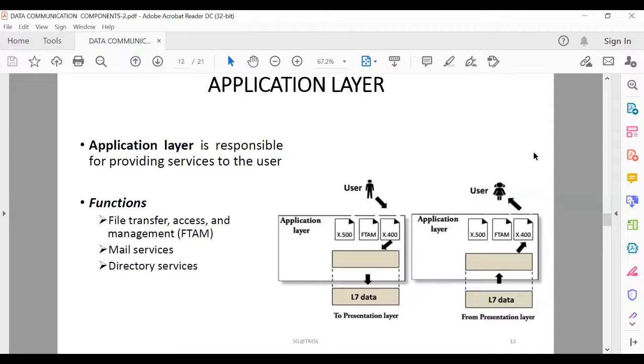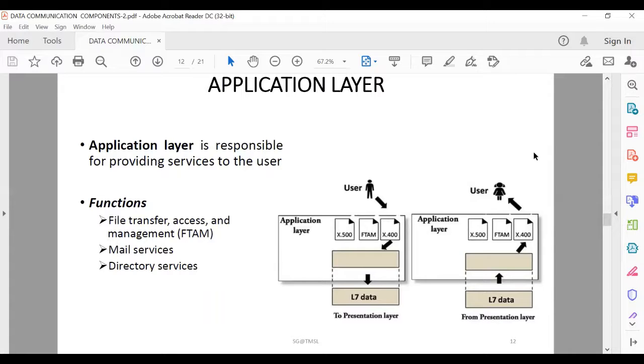Next is the application layer, which serves as a window for users and application processes to access the network service. It also handles issues such as network transparency, resource allocation, etc. It provides the network services to the end user. Different functions are available, like file transfer, access, and management.